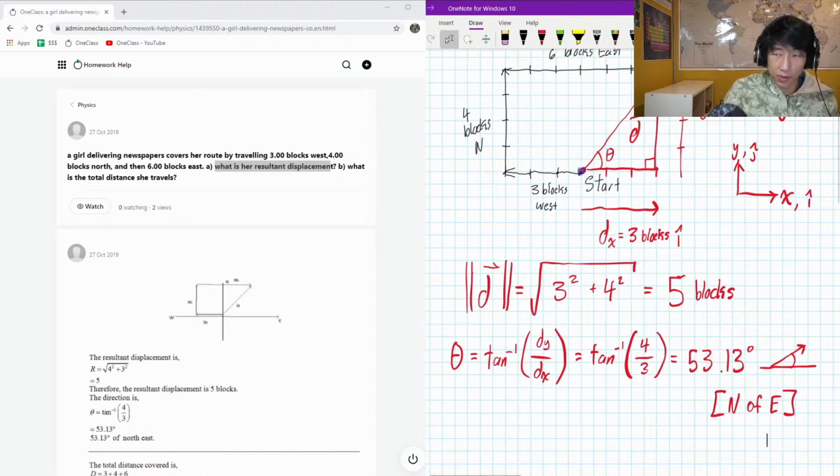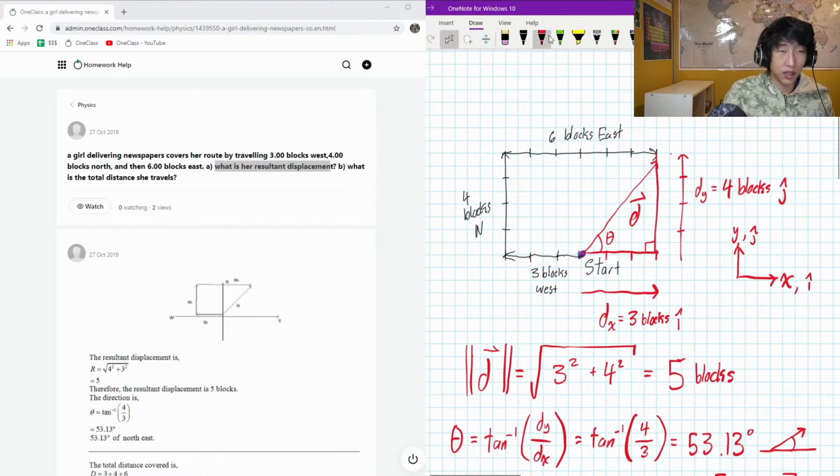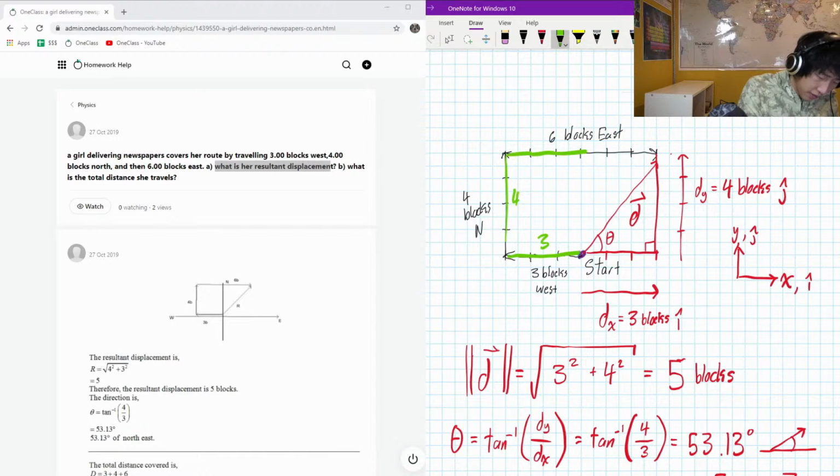What is the resultant displacement? That's beautiful. Okay, the second part of the question, much easier, is what is the total distance that she traveled? And this is going to be a lot easier, so we just have to look at every individual step of the journey, see how much distance was covered in that individual step, and then add them up. So our first step is 3, our second step is 4, and our third step is 6.